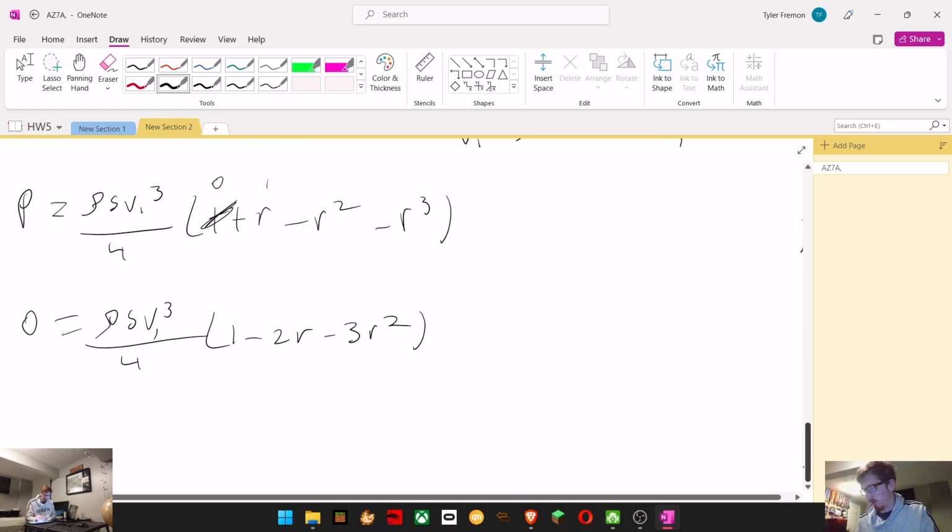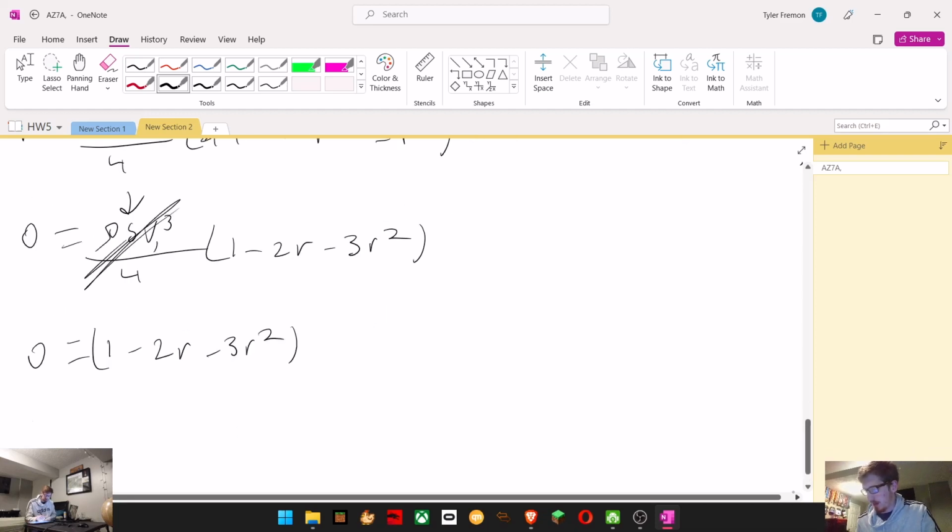And then since this term here is going to be positive no matter what, you can't have a negative velocity. Well, I guess you could if it was flowing backwards. But in this case, it's going to always be non-zero. We can go ahead and ignore that and just take the root of 0 equals 1 minus 2R minus 3R squared.